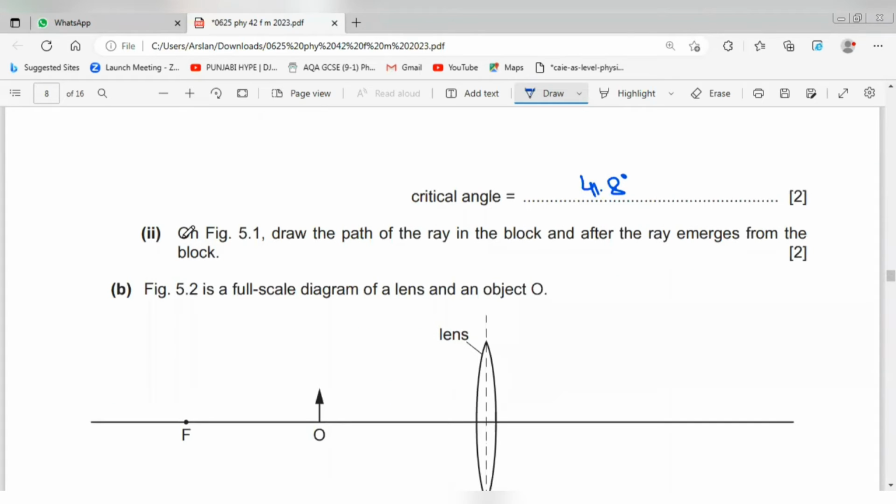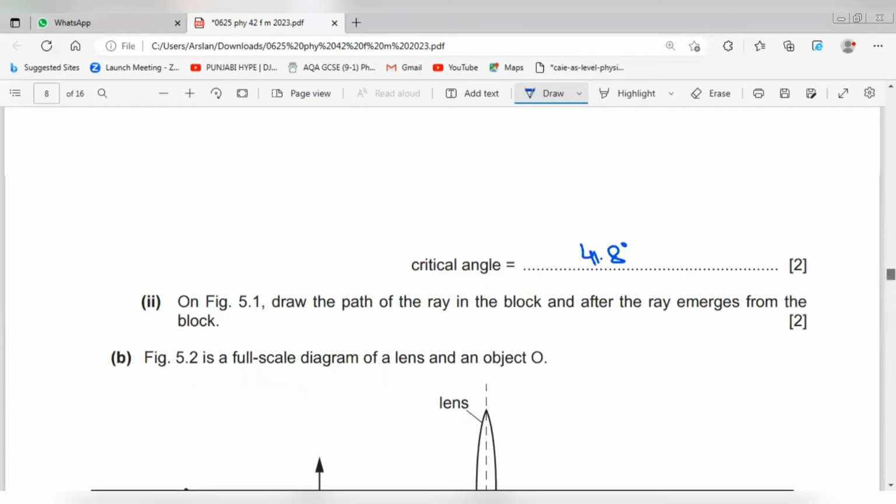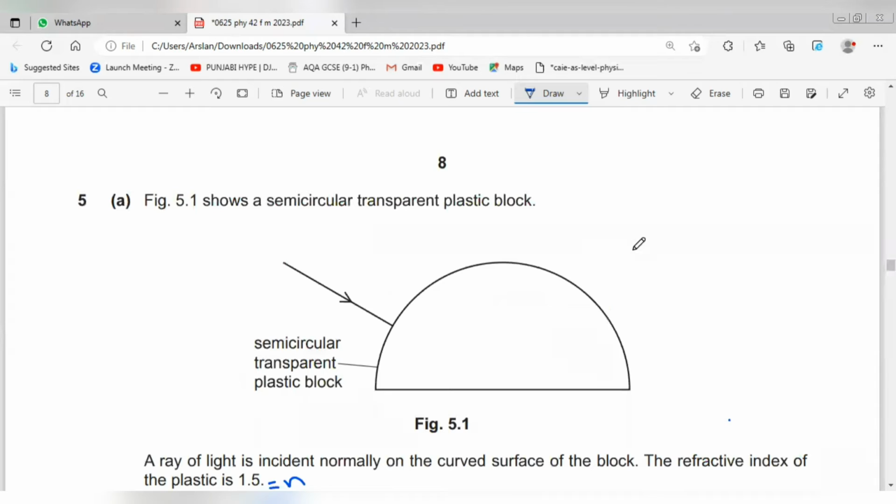Question number 2, part 2. On figure 5.1, draw a path on the ray the block and after the ray emerge from the block. So you have to draw on this diagram. You have to draw two rays. First of all, draw this ray, and you will make it straight from scale.